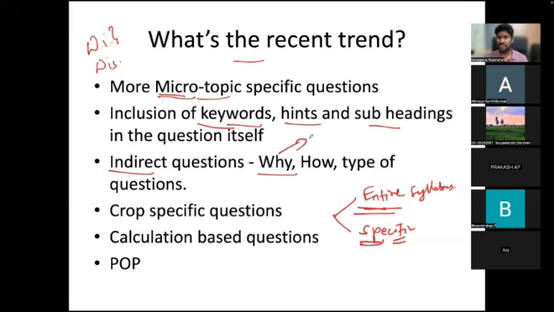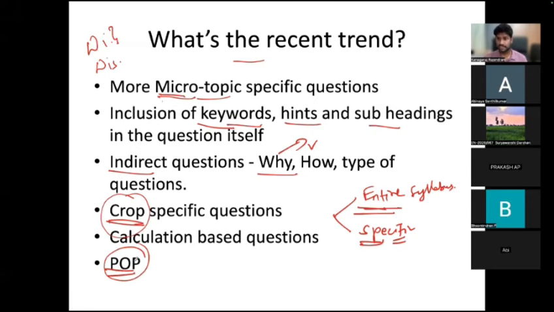And this year they asked about this: why vegetative propagation, right? In fruit crops, why is vegetative propagation commonly done? What are the advantages of vegetative propagation in fruit plants? So these types of questions are very common nowadays. And then package of practices and crop-specific questions are again one of the important areas, right? So package of practices for the various crops.